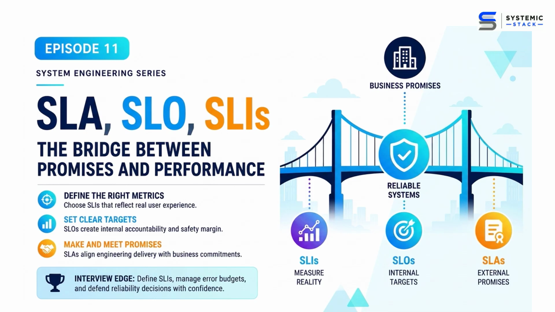This is episode 11 of the System Engineering series, and today we will explore SLA, SLO, SLIs in a way that helps you prepare for system engineering interviews on this topic. Well, these metrics are the bridge between business promises and actual system performance. Showing an interviewer you can define clear SLIs and manage error budgets proves you've got a handle on operational reality. We'll look at how to pick the right indicators so you can defend your reliability choices with confidence.